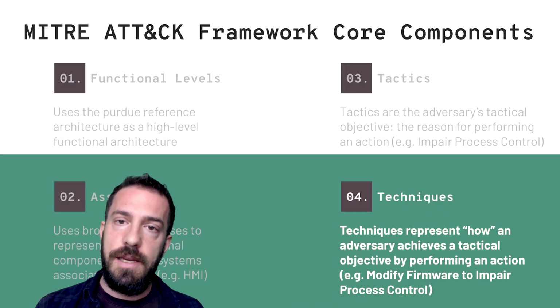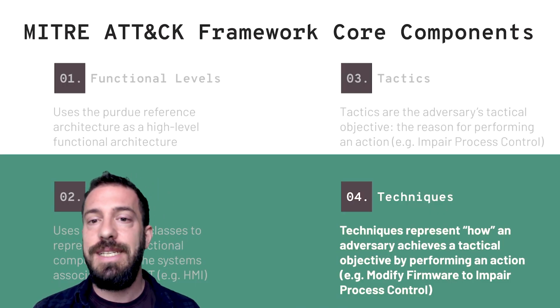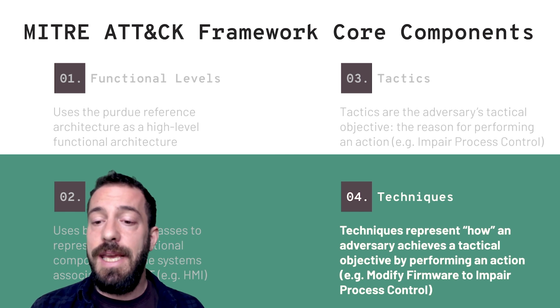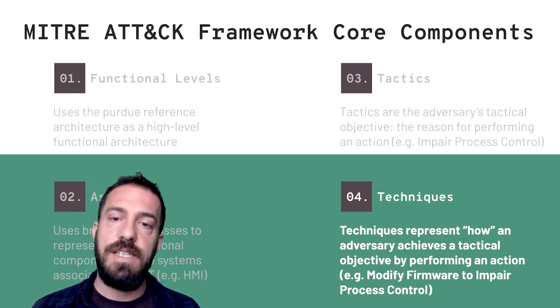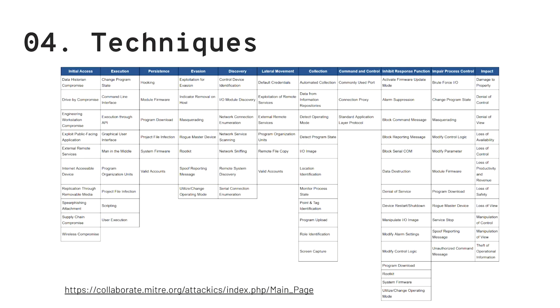And every tactic, in order to succeed, some technique has to be used. So techniques, again, represent how the adversary achieves the technical objective. And now the table becomes a bit bigger. Here on the top, the top row are the tactics again: initial access, execution, persistence, evasion, discovery.